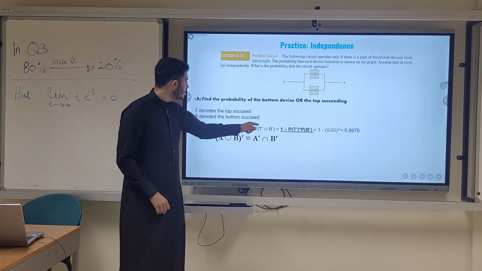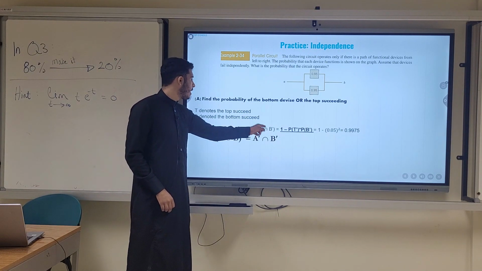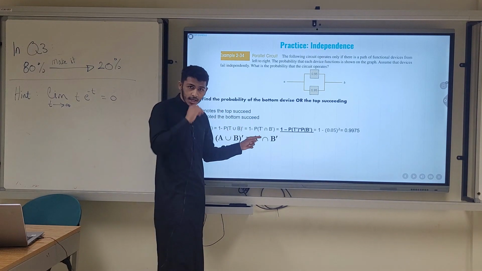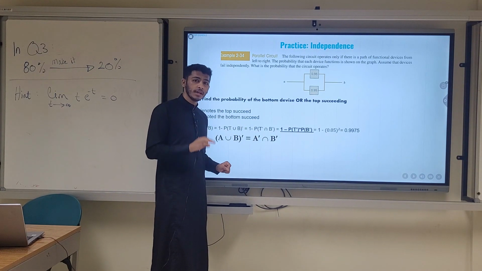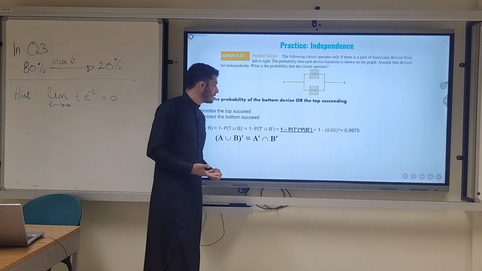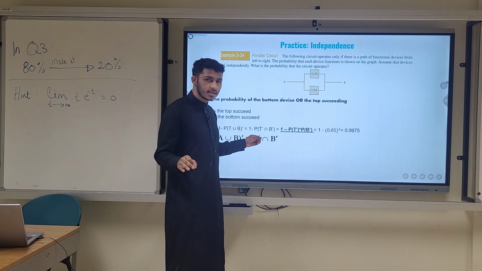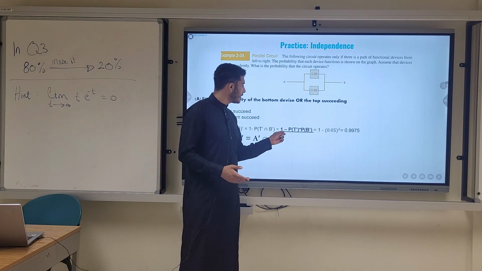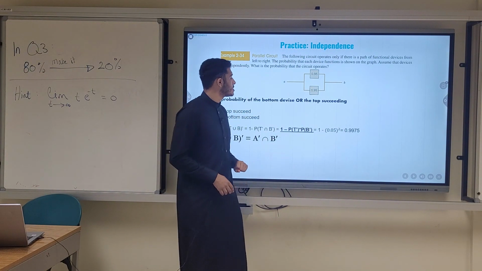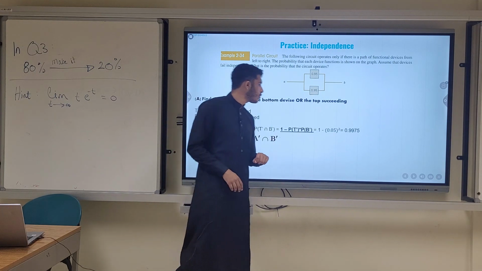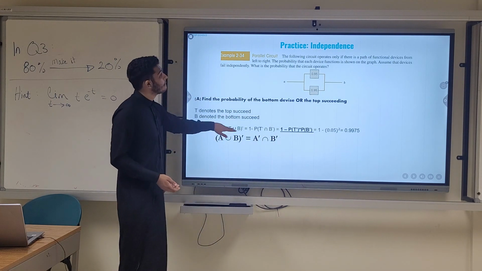This argument can turn into this argument where we're going to have an intersection, and when we have an intersection, we can finally use the formulas for independence, where we can multiply the intersection of two independent events with each other. We're going to end up with something that looks like this, and this is going to be the answer for our question. Hopefully it is clear.